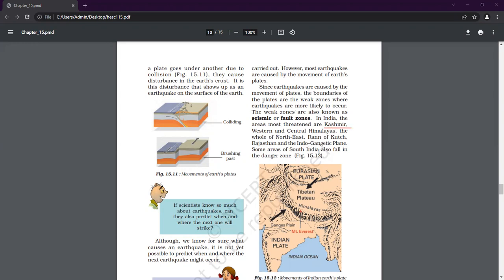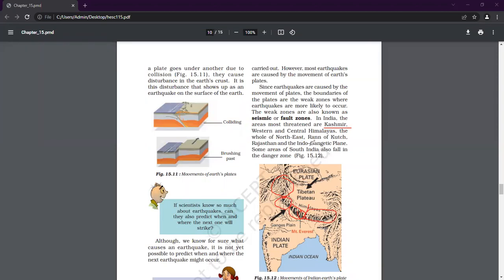For example, Kashmir. Now all of you know where is Kashmir? Kashmir situated. This is Kashmir region, as I am showing in the graph also. Western and Central Himalayas. These are Western Himalayas. And these are Central Himalayas, and these are Western Himalayas. So the region which I have just circled in the diagram, these are the very prone region to the earthquake. Central Himalayas, Western Himalayas, Kashmir, the whole northeast will be this particular region. Northeast will be this particular region.